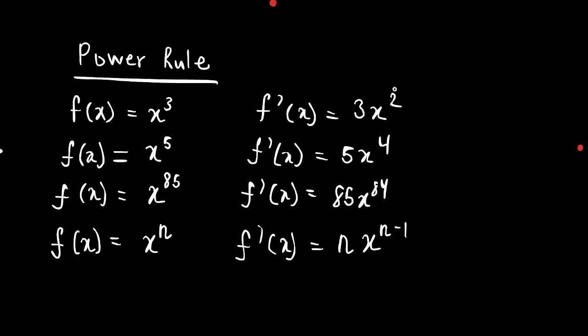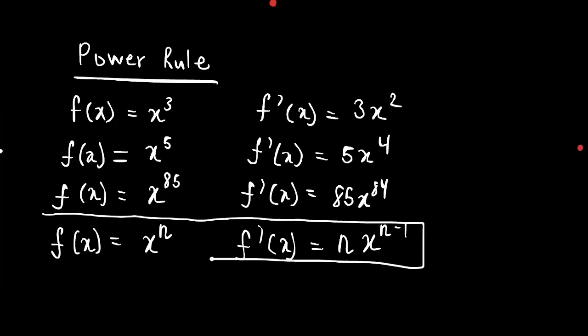We can see that happening here, right? For x cubed's derivative, we bring the 3, that n, to the front, and we take the power and subtract 1. So 3 times x squared, 5 times x to the fourth, and 85 times x to the 84th. We can see how this power rule can make things go a lot faster without having to use the more tedious definition of the derivative that we've been using up until now.